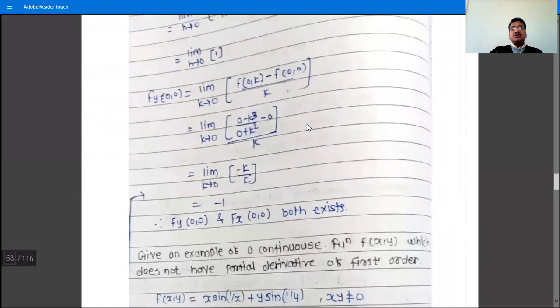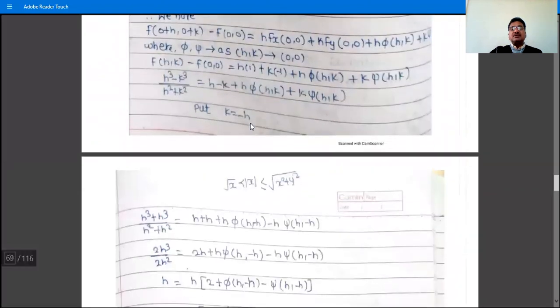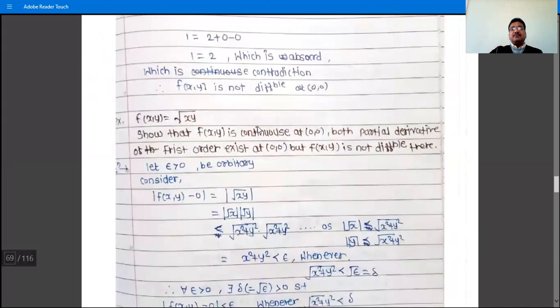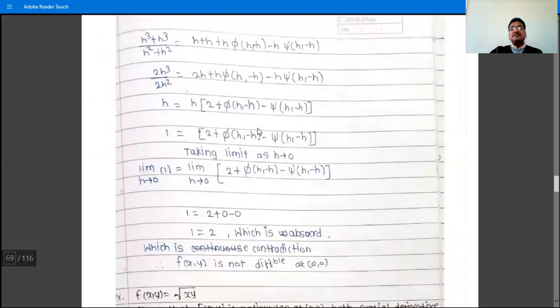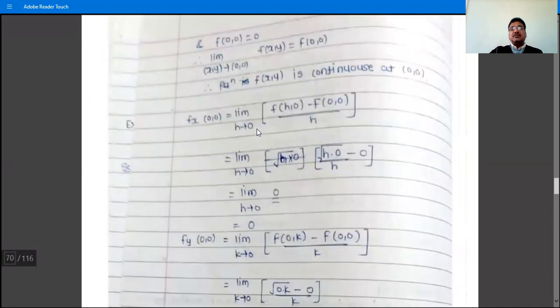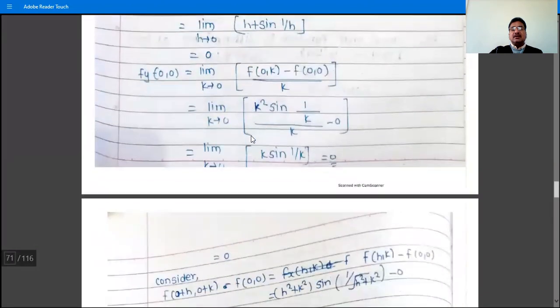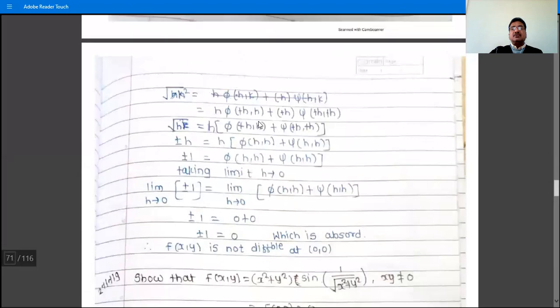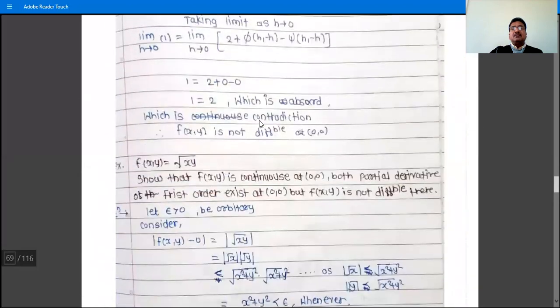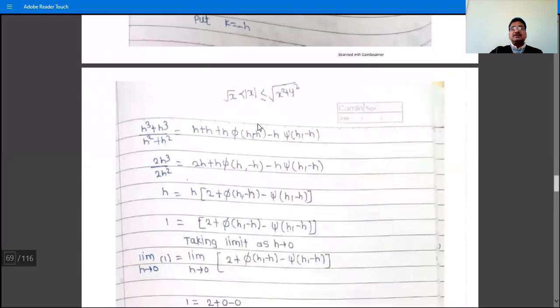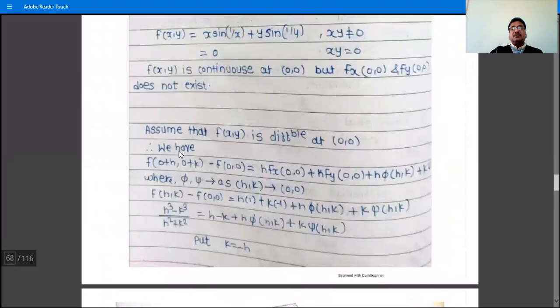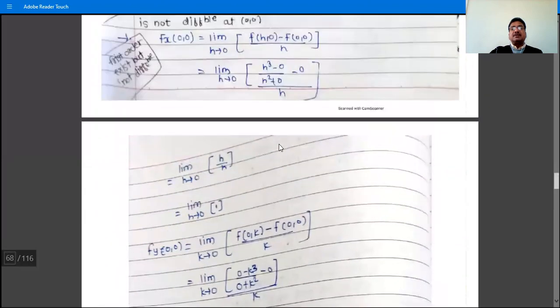So in this example the function is continuous, and fx(0,0) and fy(0,0) both exist, but still this function is not differentiable at (0,0). So how can we show the function is not differentiable at (0,0)? Use the definition. So use the definition to show the function is not differentiable at (0,0). This is actually the proof of the previous example.